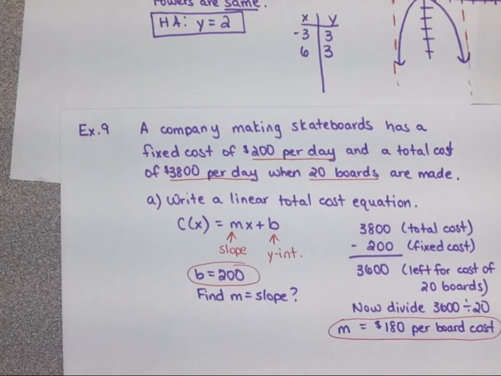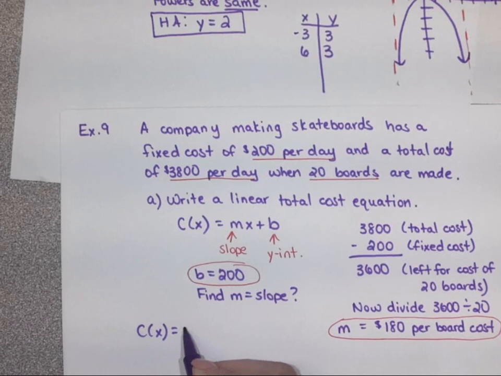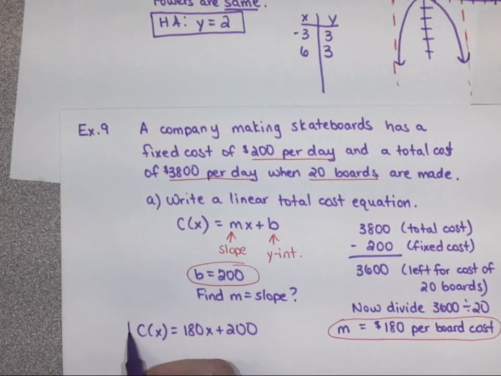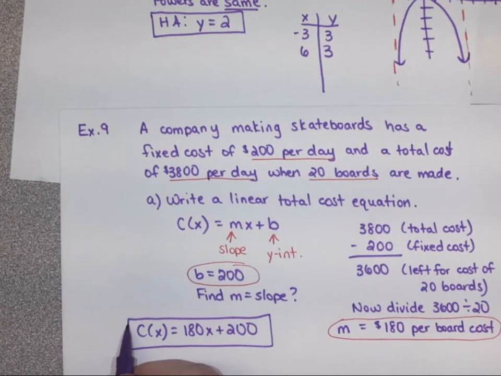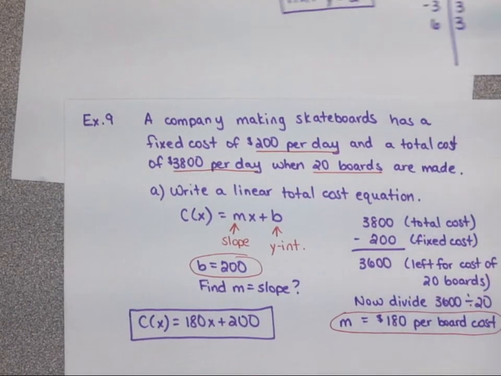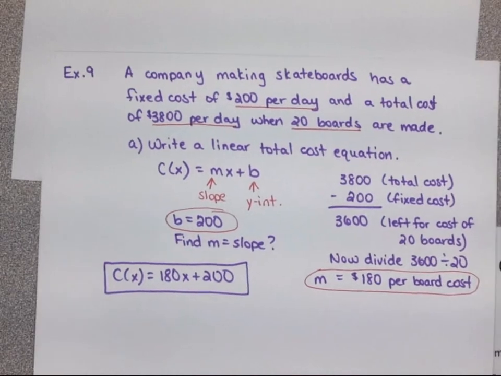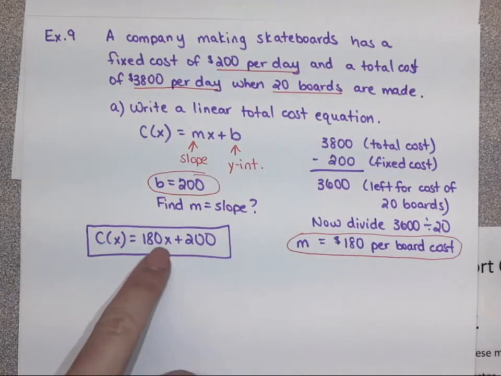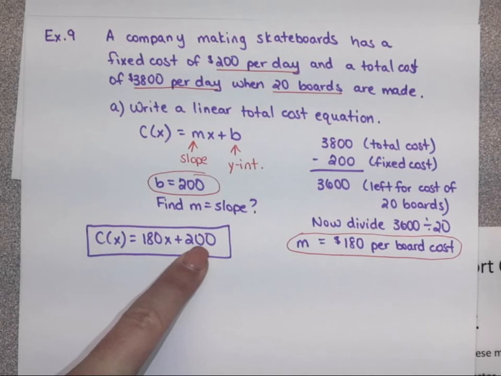Okay, so now I can come up with a cost equation, and then we'll stop and make sure we think it makes sense. So it looks like it's 180x plus 200. So what's one way you could check yourself to make sure that you think you came up with the right equation? Yeah, plug in 20, and what kind of total cost should you get if you did it right? You should get 3,800. Notice you would, right? You'd get 180 times 20, which would be the 3,600, and then plus 200 more would be 3,800.